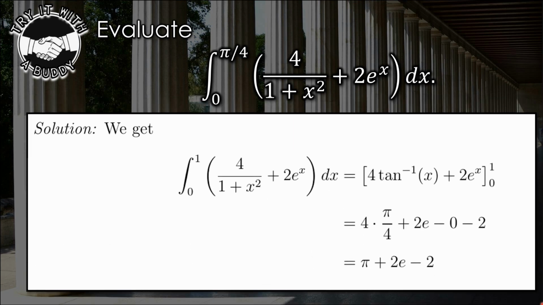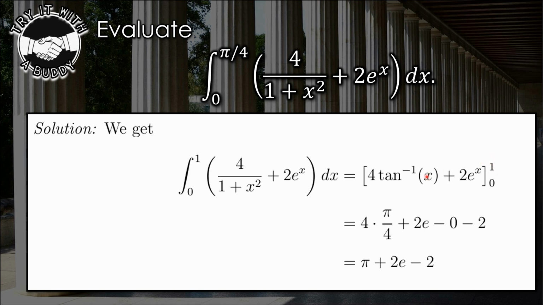Here's what I get. I get that this antiderivative for the 4 over 1 plus x squared, if you pull that 4 out, you get 1 over 1 plus x squared, which has an antiderivative of arctangent, so we'll have 4 times that arctangent. And then the integral of 2e to the x is just 2e to the x. And those get evaluated between 0 and 1.